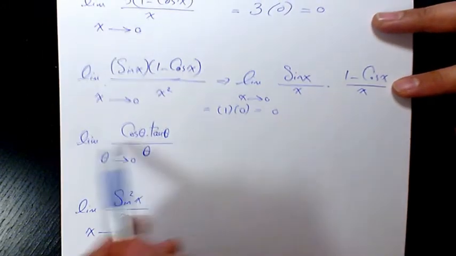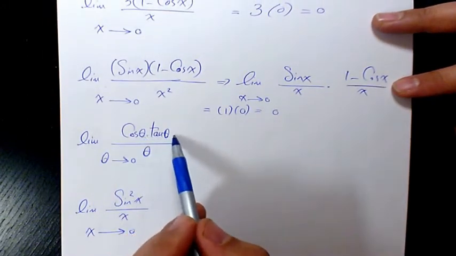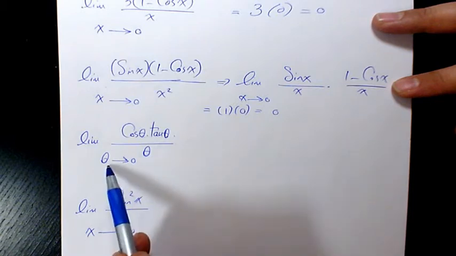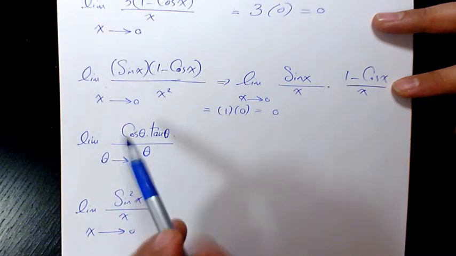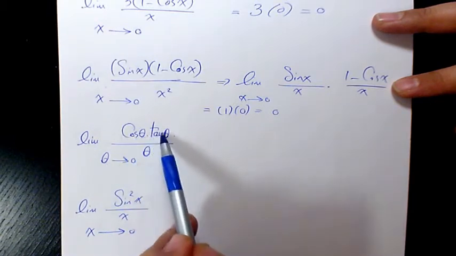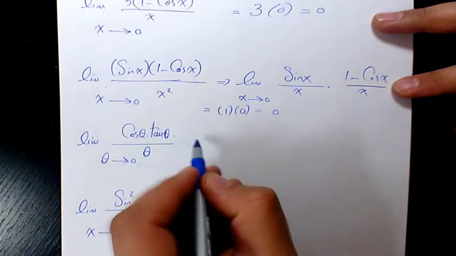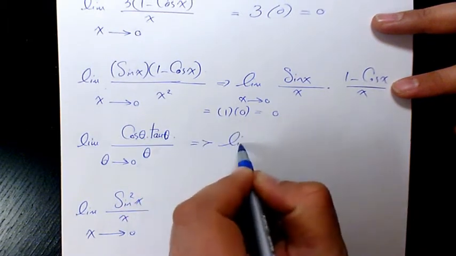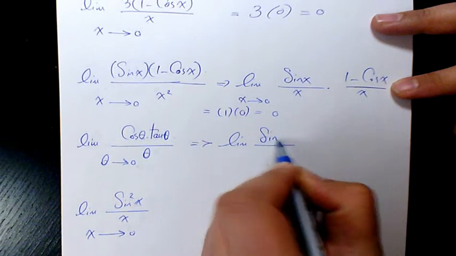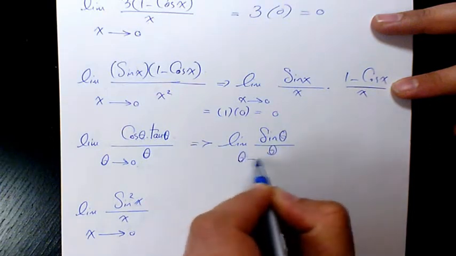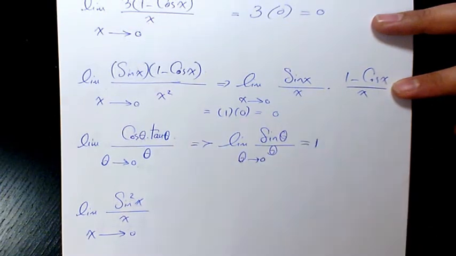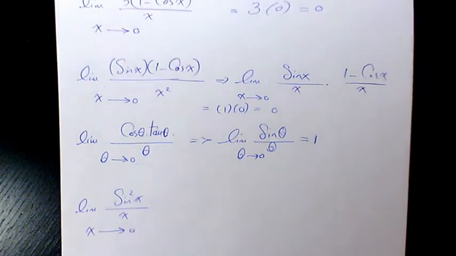Next one, limit of cosine theta times tan theta over theta when theta is approaching 0. We know cosine theta times tan theta is going to be equal to sine theta. So we can say that's going to be equal to limit of sine theta over theta when theta is going towards 0. The answer is going to be 1.